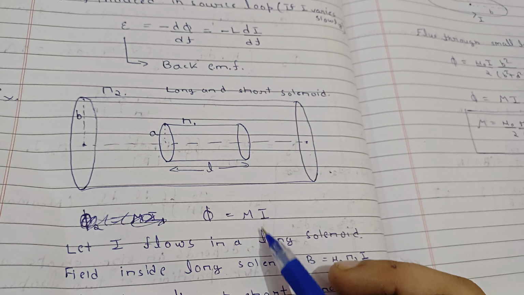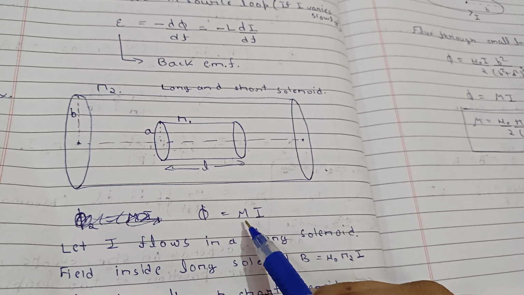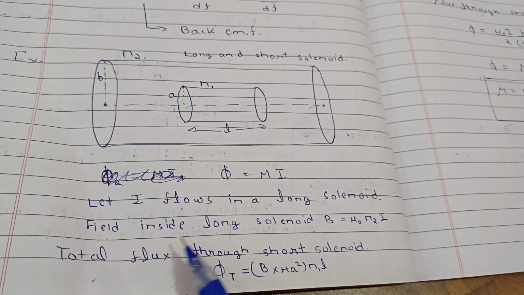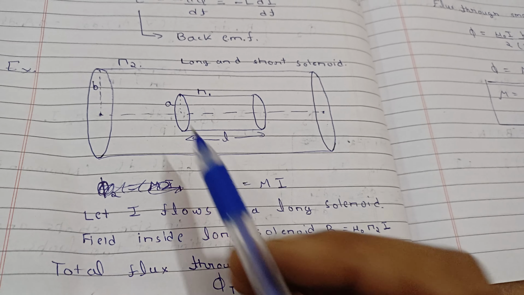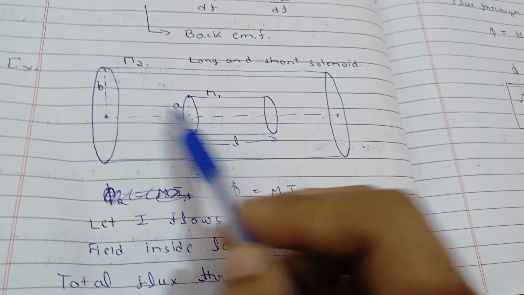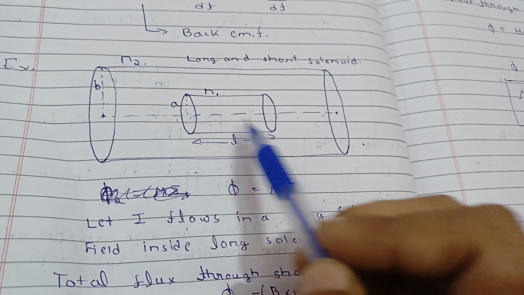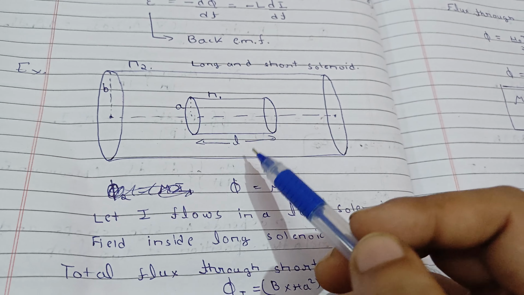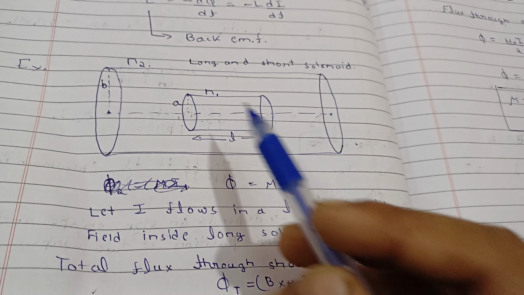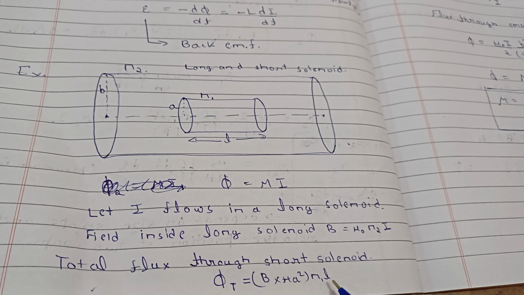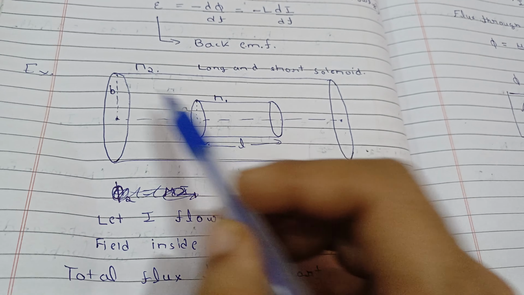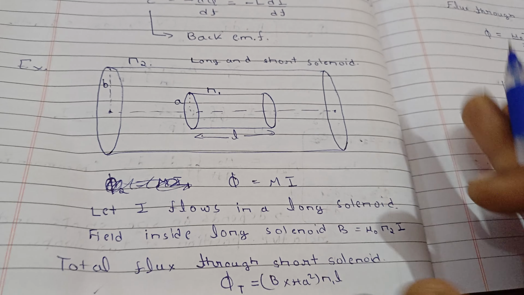So phi will be M i, where current I is flowing through the first solenoid, and M is the mutual inductance. This is the flux passing through the second solenoid. Let I flow in the long solenoid; the magnetic field inside the long solenoid will be mu naught n2 I. So the total flux through the short solenoid will be B into A, the area of this small solenoid, multiplied by the total number of turns, N1 times L. This will be the total flux passing through this small solenoid, and this will remain same. Means if the current I flows in the small solenoid and you need to find the flux through the long solenoid, that will remain the same, equal to this.